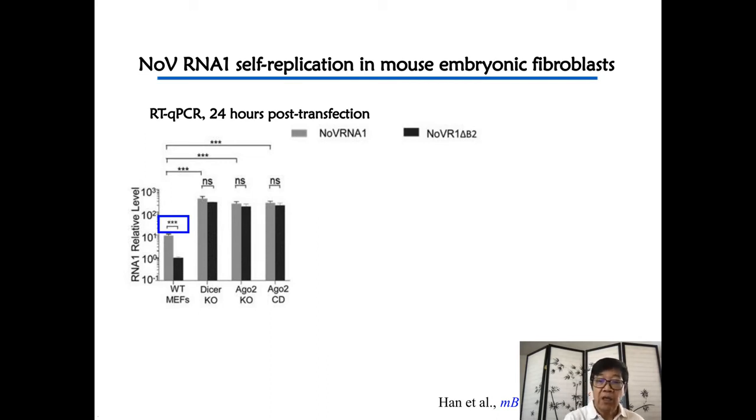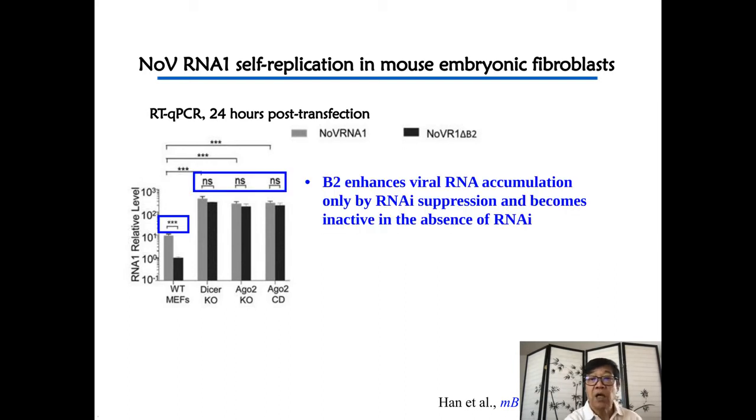However, both wild-type and delta B2 RNA1 replicated to significantly high levels in all of the three RNAi defective lines of cells, indicating that B2 enhances viral RNA accumulation only by suppressing RNAi. And B2 becomes not active at all when the RNAi response is abolished.